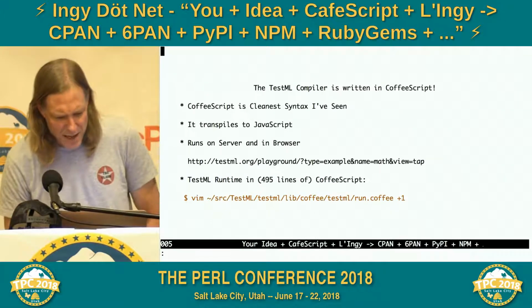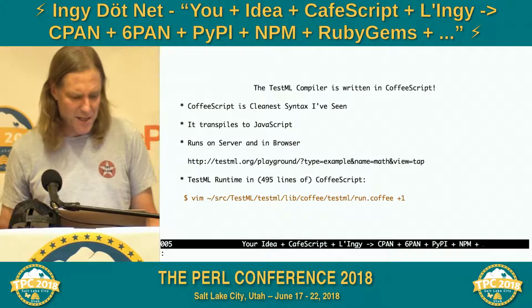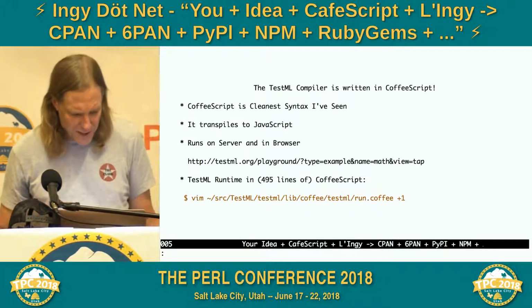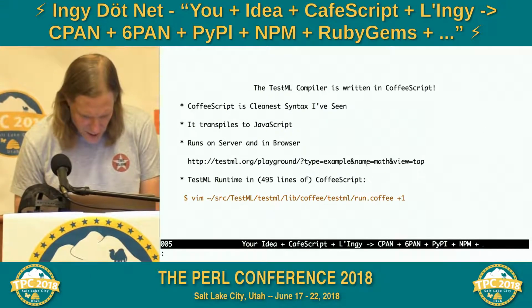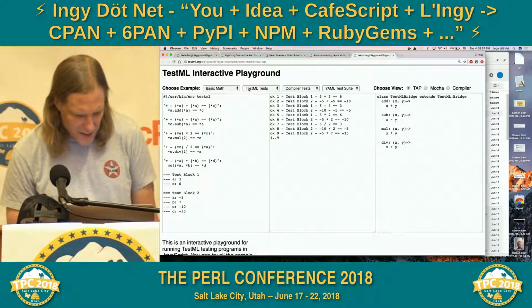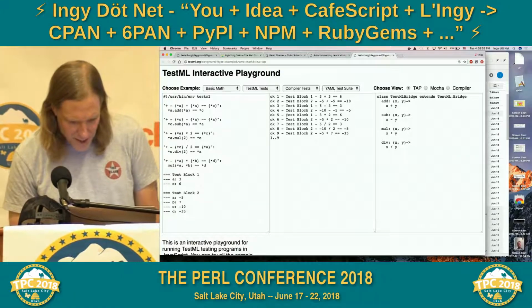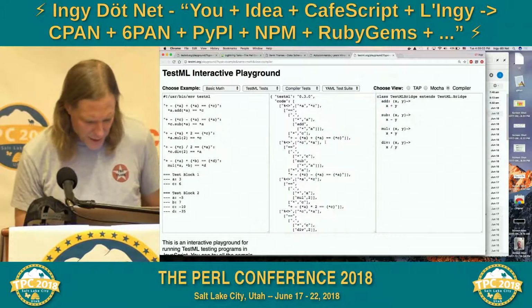Okay, so the TestML compiler is written in CafeScript. It's the cleanest syntax I've seen. It transpiles, that means compiles from one language to another, to JavaScript. It runs on the server and the browser. I'm going to prove that right here. So I made a playground for all this. You can run hundreds of tests in this playground. You can run the output in TAP, but here's the compiler output in Lingy in the middle.